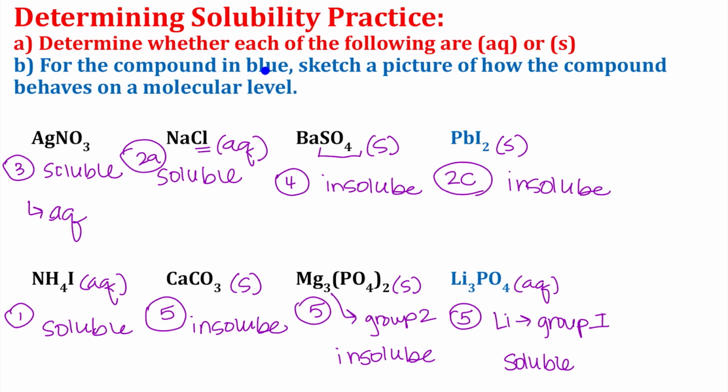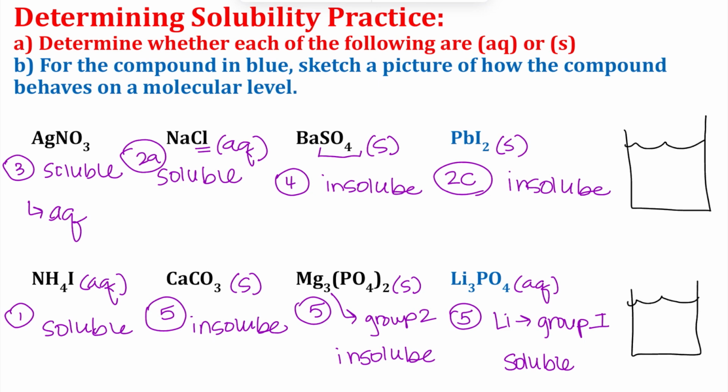So let's, for these two in blue, sketch a picture of how the compound behaves on a molecular level. Let's draw a beaker with some water in it. Will it dissolve or not? Our lead iodide is insoluble, and so it is going to stay a solid. So we can model that by leaving that lead iodide solid compound together, and solids generally sink to the bottom, so I always put mine at the bottom of my picture.